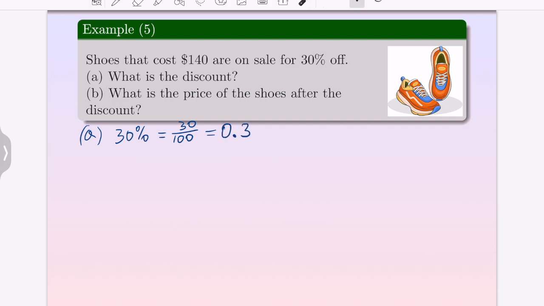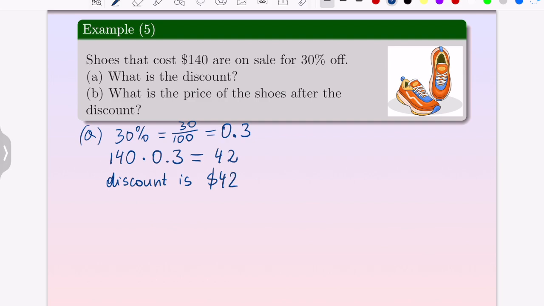And the next part with the discount would be the original amount times the percentage in decimal form, and that's going to be my discount amount. So we have 140 times 0.3, and that gives me 42. So the discount is $42.